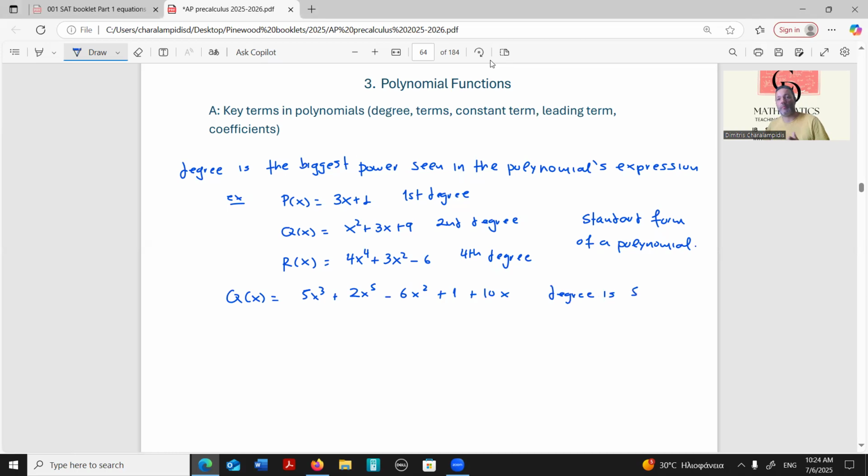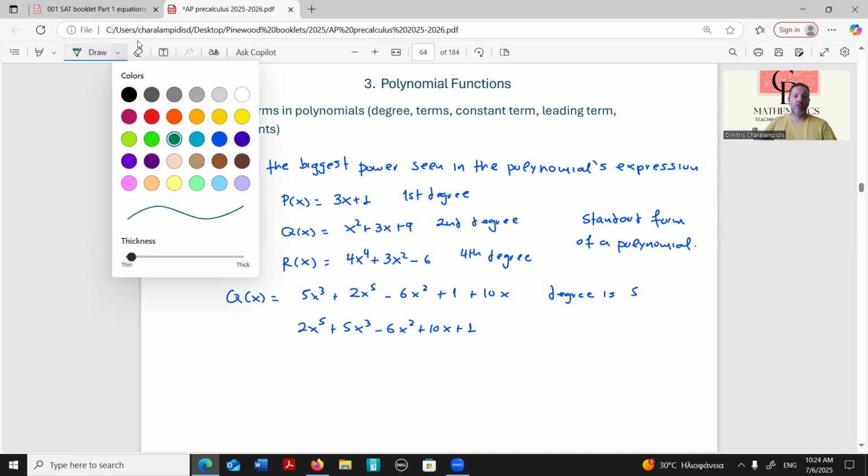And in case we are being asked to bring it up to its standard form, all we have to do is rearrange these parts in a way that the biggest powers are ahead, and then we move in a descending order. So the corresponding, always equivalent standard form would be 2x to the power of 5 plus 5x cubed minus 6x squared plus 10x plus 1. So that's what we call degree. This is what we call standard form of a polynomial.